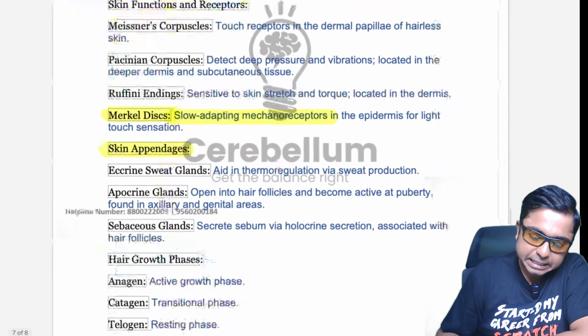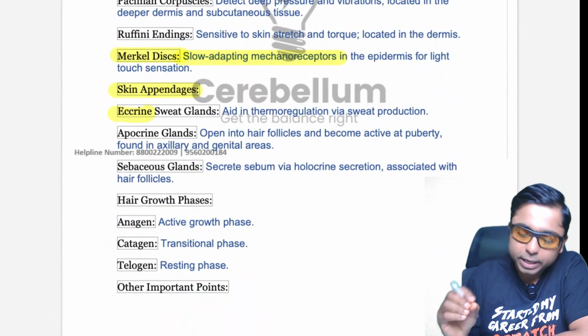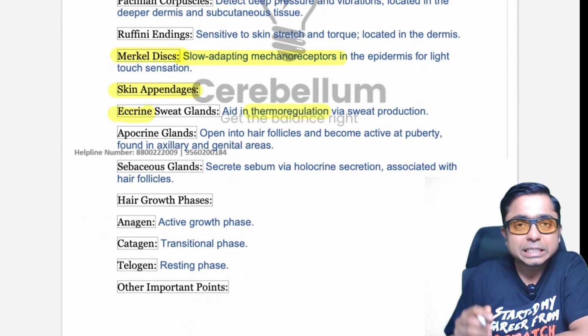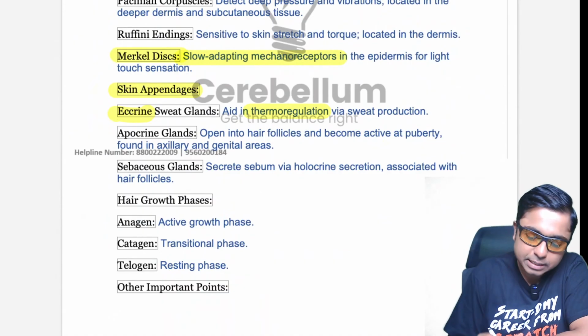Skin appendages, eccrine sweat glands. Remember, these are very important for thermoregulation via sweat production. And the eccrine sweat glands are going to open directly onto the skin surface.